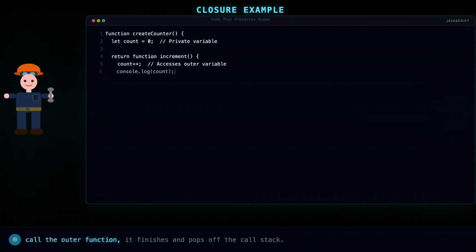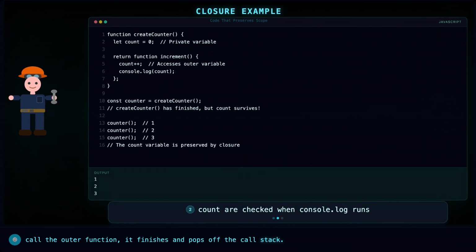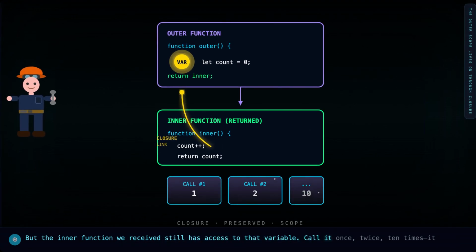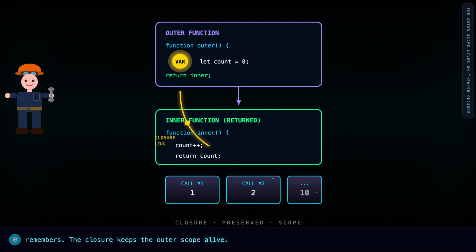This outer function creates a variable, but the inner function we received still has access to that variable. Call it once, twice, 10 times, it remembers. The closure keeps the outer scope alive.